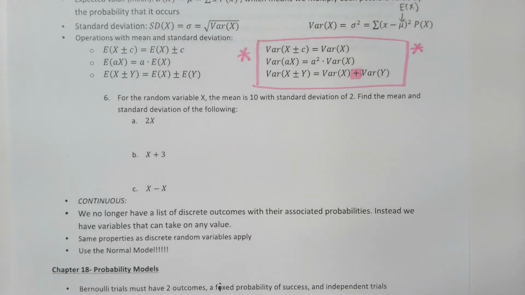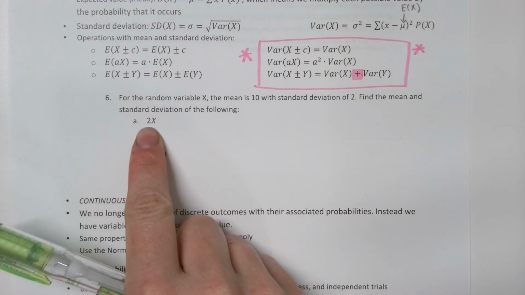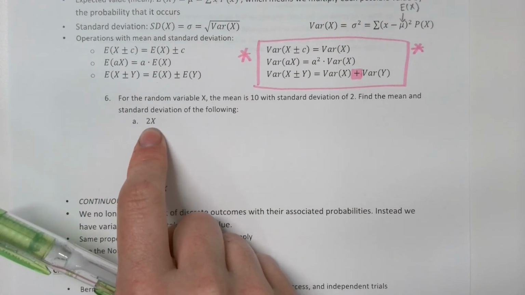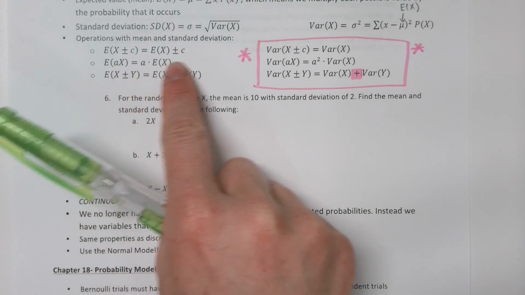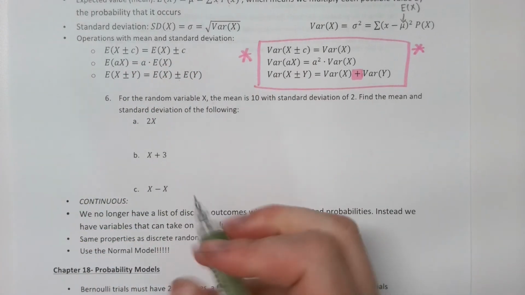Okay, let's go ahead and do an example here. It says for the random variable x, the mean is 10 with standard deviation of 2. Find the mean and standard deviation of the following. So part A says 2 times x. So I'm multiplying by 2, which is the second rule that we talked about here.